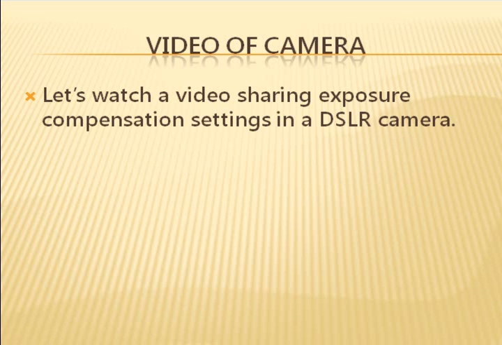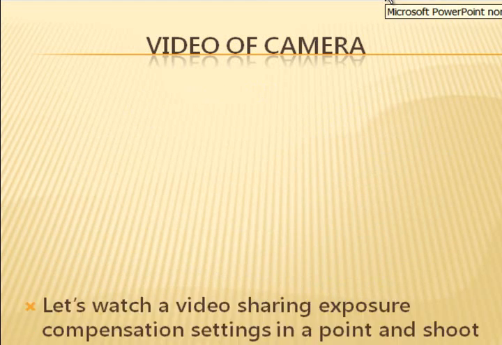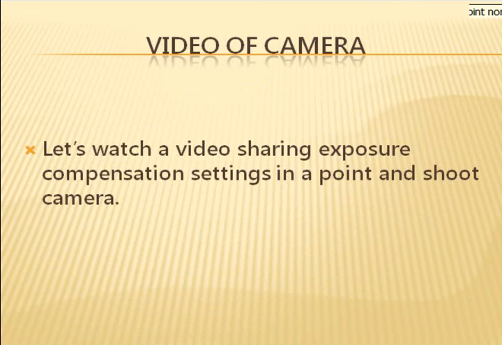Okay, so that was the video for my DSLR camera, and you'll notice I made some errors. Sometimes my brain says to turn one dial and it pushes another dial, or I'm supposed to click the shutter button and I click the live button or whatever, but I think that you were able to get a lot of information, hopefully, out of that video. And so now we're going to watch a video sharing exposure compensation settings in a point and shoot camera.